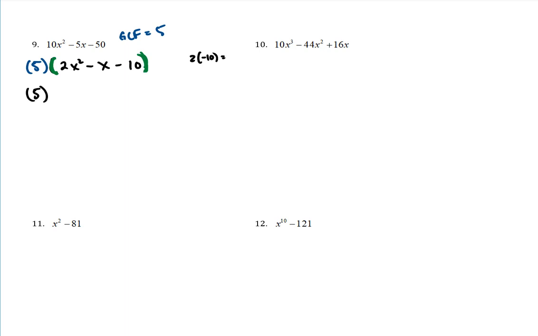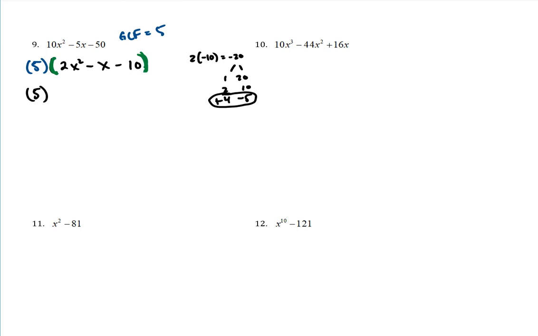2 times negative 10 is negative 20. The factors of negative 20 are 1 and 20, 2 and 10, and 4 and 5. And then I'm looking to see, well, which ones of those make a negative 1? Well, I think a negative 5 and a positive 4 make that happen. And notice that when these multiply, I do get negative 20. Okay, so it is a direct match.